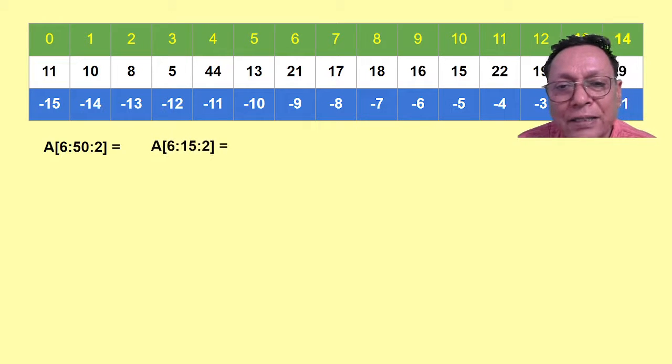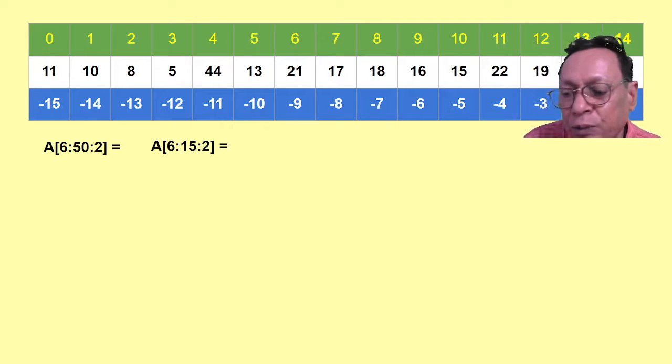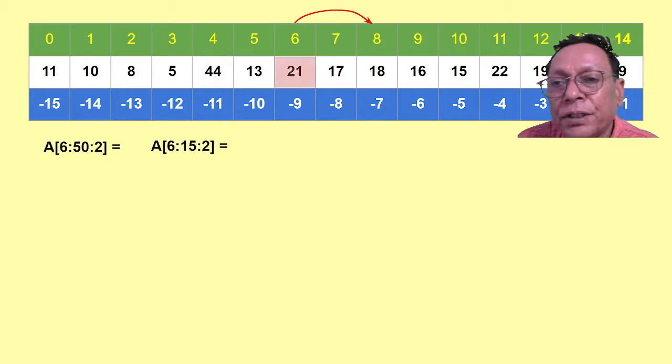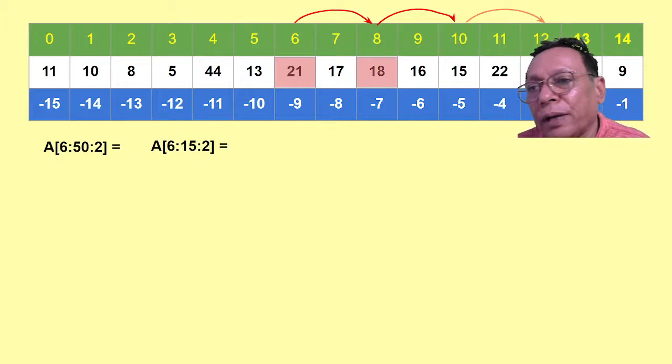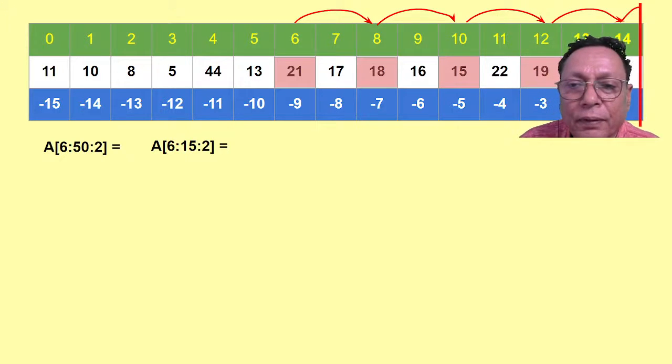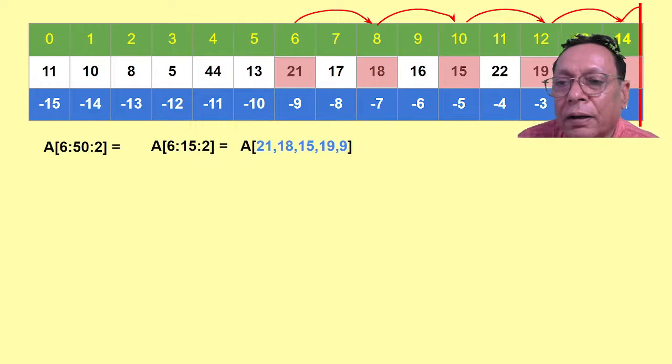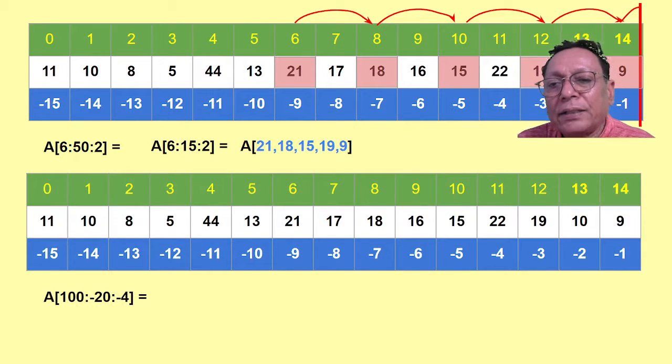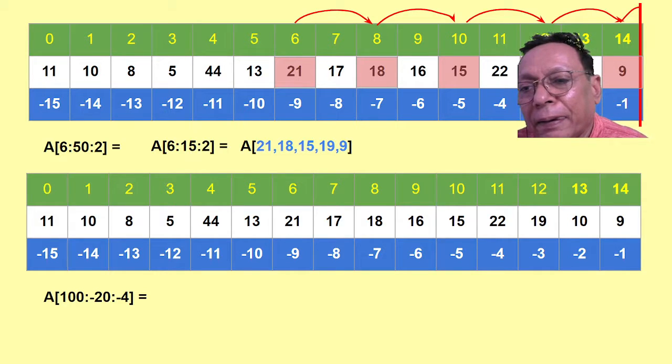So what happens in this case? We'll move from 6 till the end. So 6 colon 15 colon 2, because the last index of this list is 14, because we have 15 elements, so 15 minus 1 is 14. And that is why we'll have 6 to 8, 8 to 10, 10 to 12, 12 to 14. That's all. And this way we get 21, 18, 15, 19 and 9.